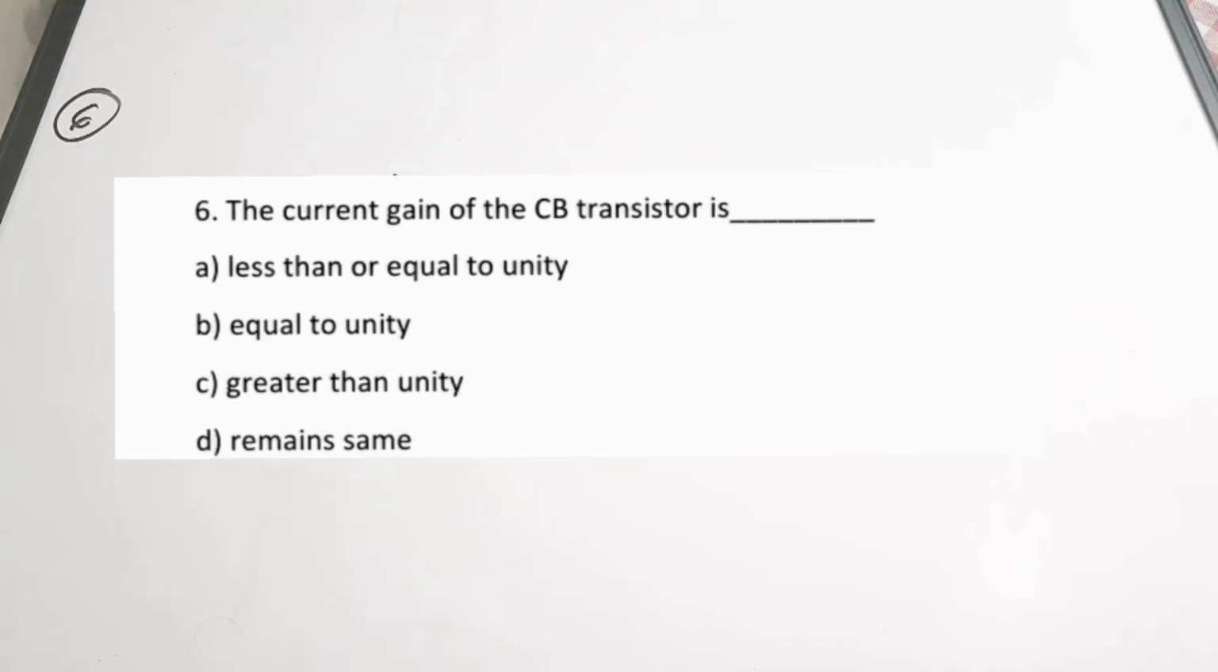The 6th question. The 6th question is, the current gain of the common base transistor is dash. So it is asking about the value of the common base current gain. A. Less than or equal to unity. B. Equal to unity. C. Greater than unity. D. Remains the same.